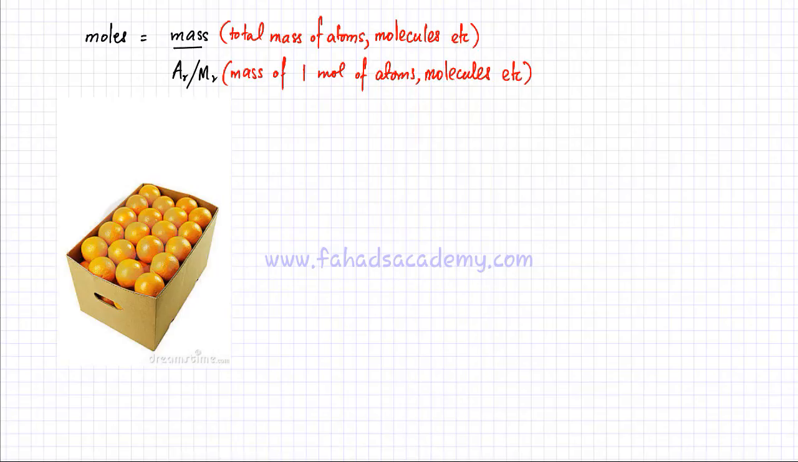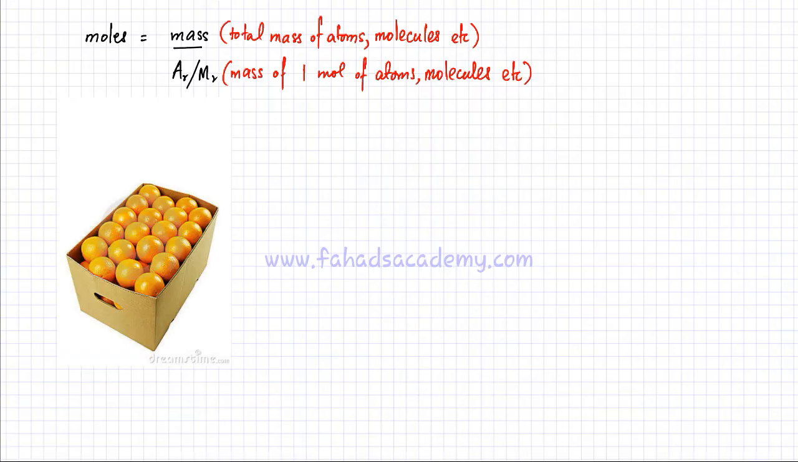In this lecture, I'm going to try and introduce this formula for calculating moles, which is moles is equal to mass divided by AR or MR. Here, mass refers to the total mass of atoms or molecules or whatever substance you have. And AR or MR is the molar mass of those atoms, or the mass of 1 mole of atoms. That would be called AR. And the mass of 1 mole of molecules, if you're dealing with molecules, that would be referred to as MR, or the molecular mass. So the molar mass is given in the periodic table.